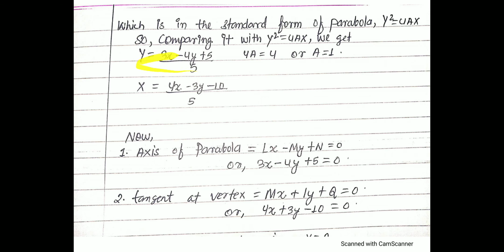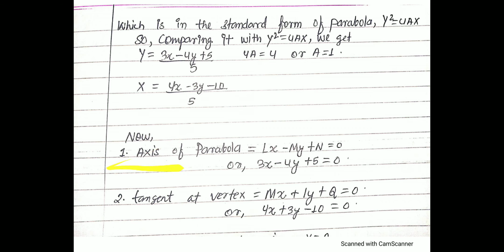So comparing it with y² = 4ax, we get y = (3x - 4y + 5)/5, and 4a = 4, that is a = 1, and also we get the x value as (4x - 3y - 10)/5.